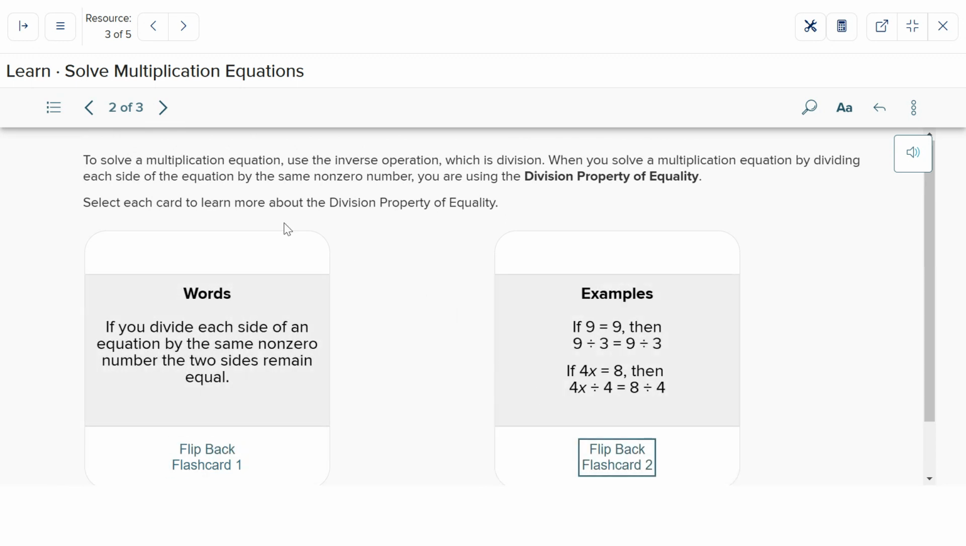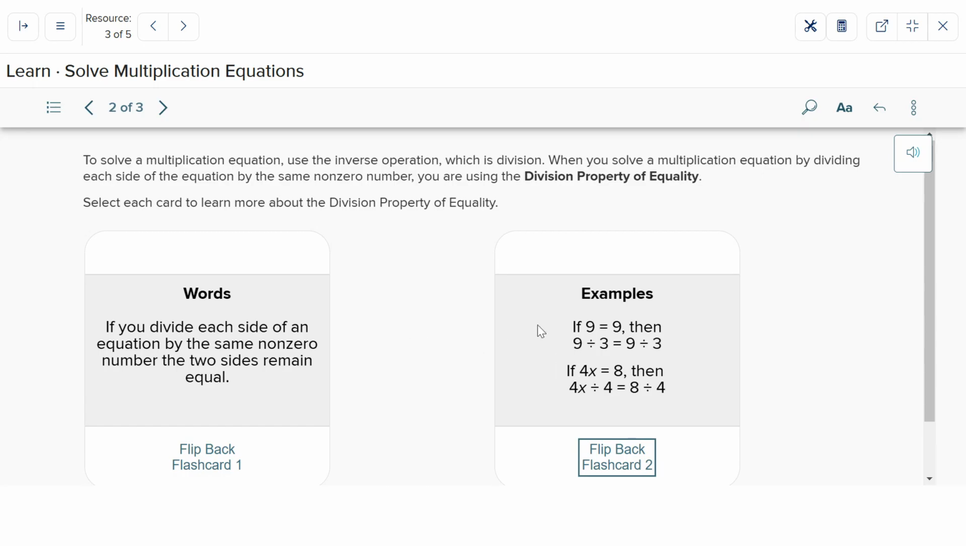So this is a chart in your paper, or in your books, I think. To solve a multiplication equation, use the inverse operation, which is division. When you solve a multiplication equation by dividing each side of the equation by the same non-zero number, you're using the division property of equality. Now, you can't do this with zeros, is what they're saying. So here's what this is. This is exactly like the addition and subtraction ones, except it's multiplication and division instead.